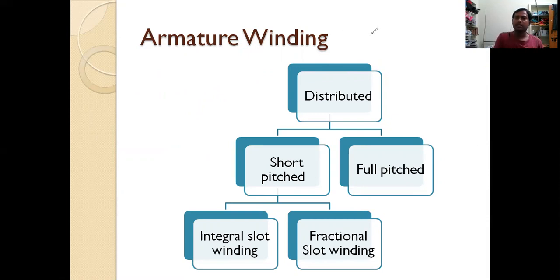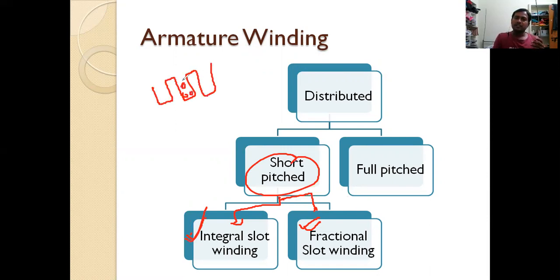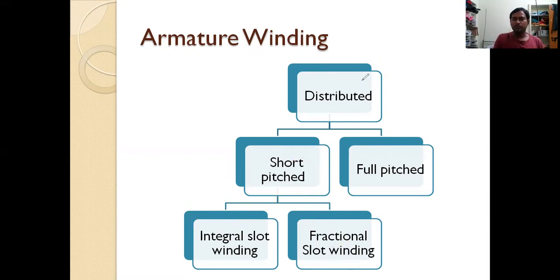AC generator or alternator. Next, this short pitch winding is again divided into two types: integral slot winding and fractional slot winding. So integral slot winding and fractional slot winding are separate windings. Between the slots, you can see the slot winding is available. In this winding, slot harmonics will be produced, and those slot harmonics can be eliminated by using fractional slot winding. This is the winding procedure.